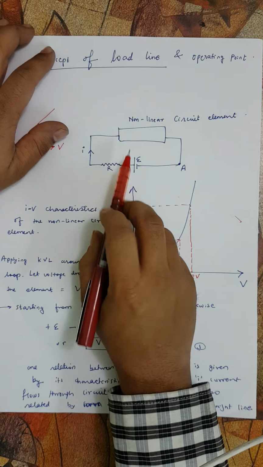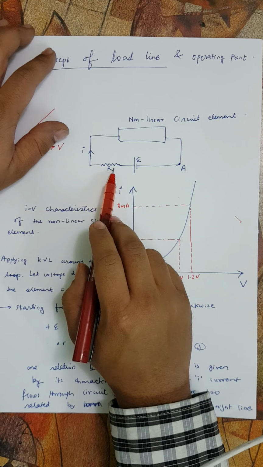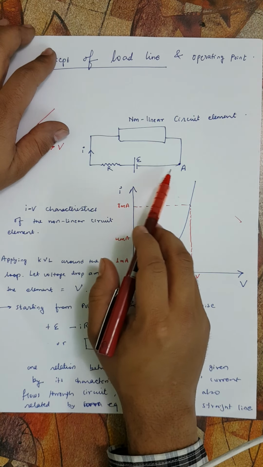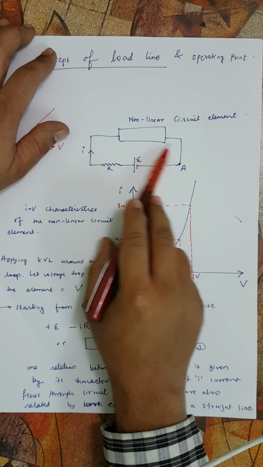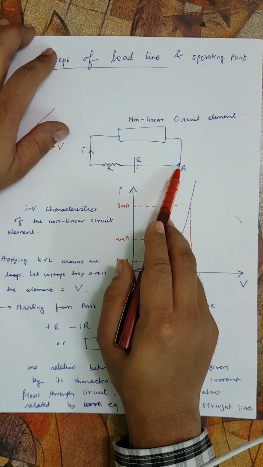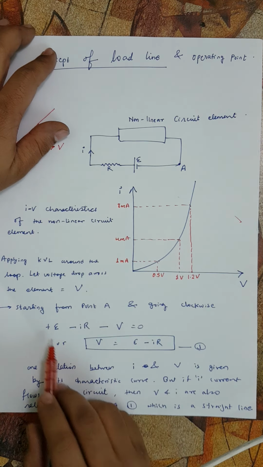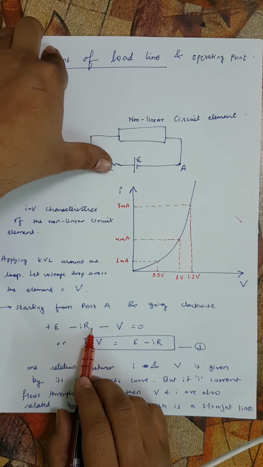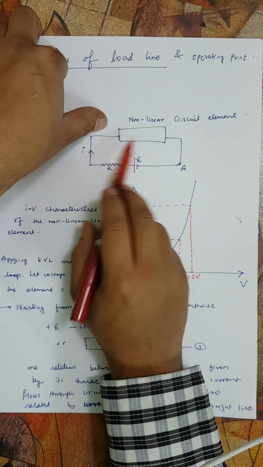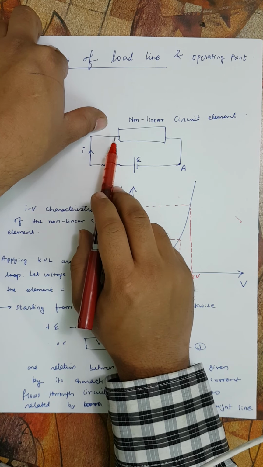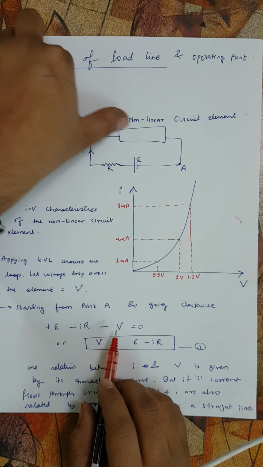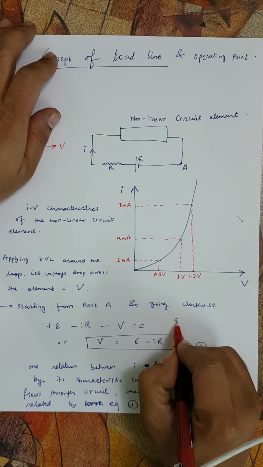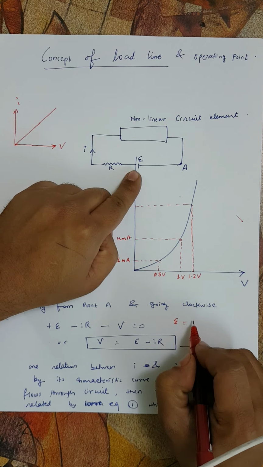Now let's say this non-linear element is connected to a resistance and a battery. Let's apply Kirchhoff's voltage law across this loop. Let's start from A and go clockwise. As we go across the battery, we get plus E as the increase in potential. Then we go around this, minus IR across the resistance, and then across the non-linear circuit element, there is a potential drop of V. So we can say that the battery EMF E is equal to IR plus V.